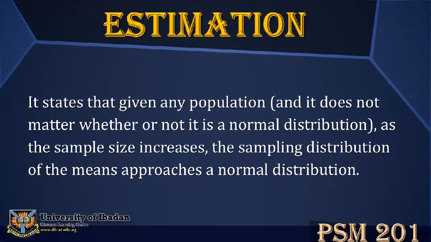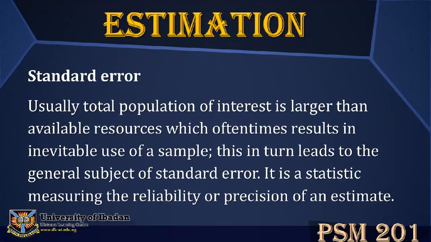This is referred to as standard error of the statistic. Standard error. Usually, the total population of interest is larger than available resources, which oftentimes results in the inevitable use of a sample. This, in turn, leads to the general subject of standard error. It is a statistic measuring the reliability or precision of an estimate. This is used to describe the variability of sample statistics by giving information on how far or close we were from estimating the true unknown parameter.